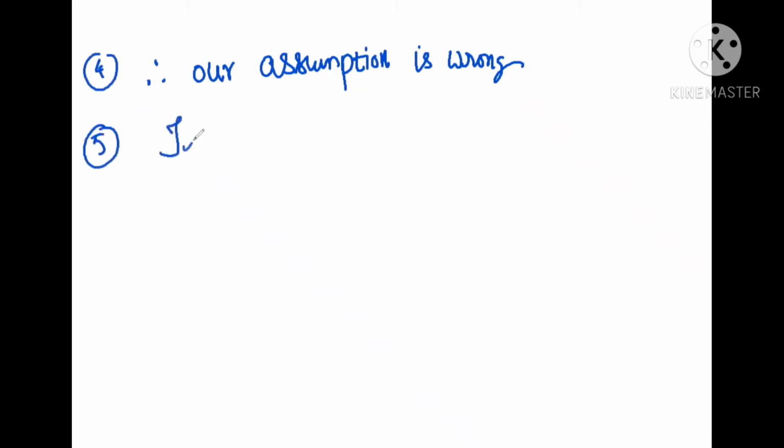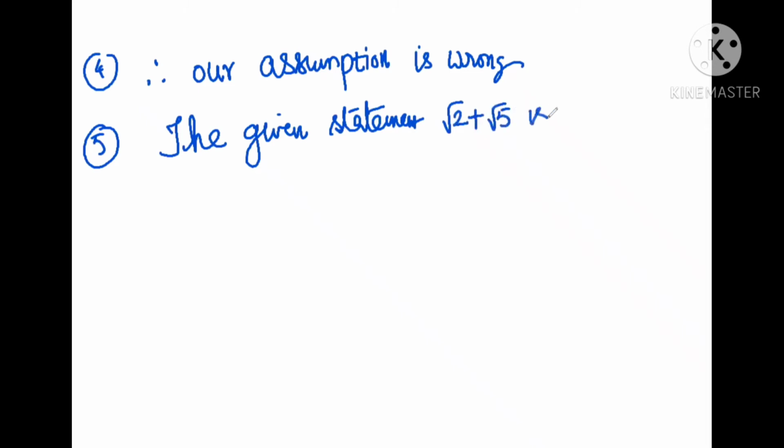Therefore, the given statement root 2 plus root 5 is an irrational number is true. This given statement is true.